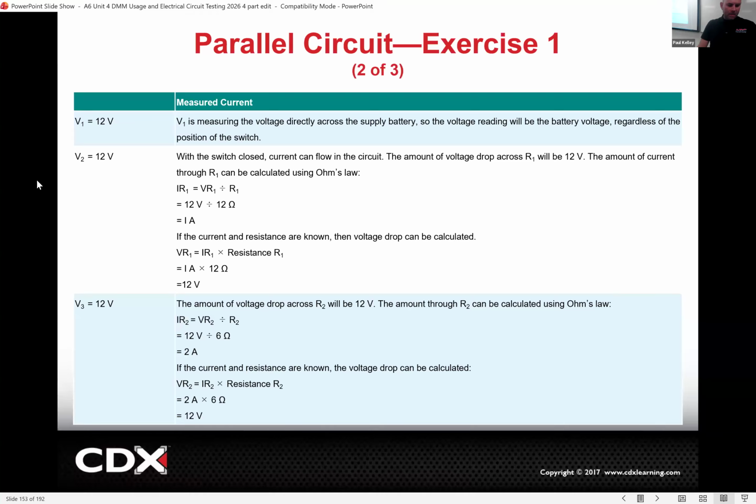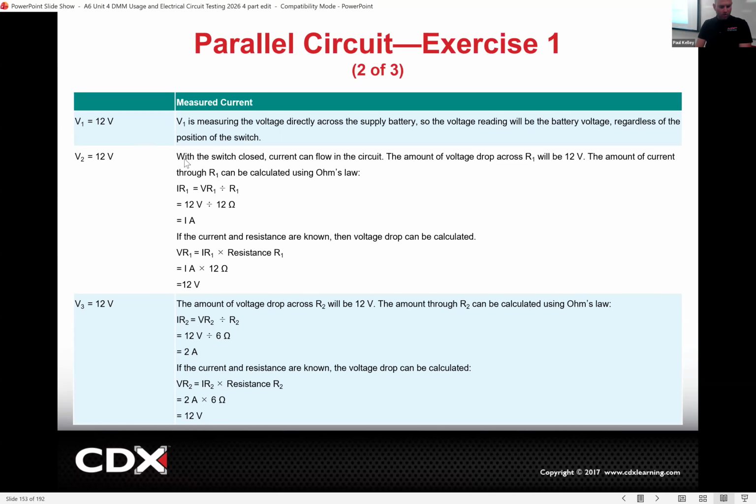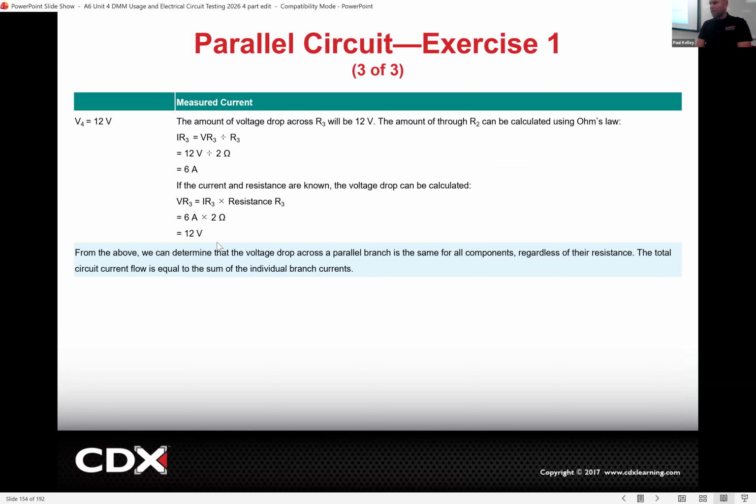Good. And then if we wanted to do some math, we'll highlight a few things. We agreed V1, V2, and V3 should be 12, 12, and 12, and even V4 we agreed should be 12. So you're correct. You nailed that. That was good.